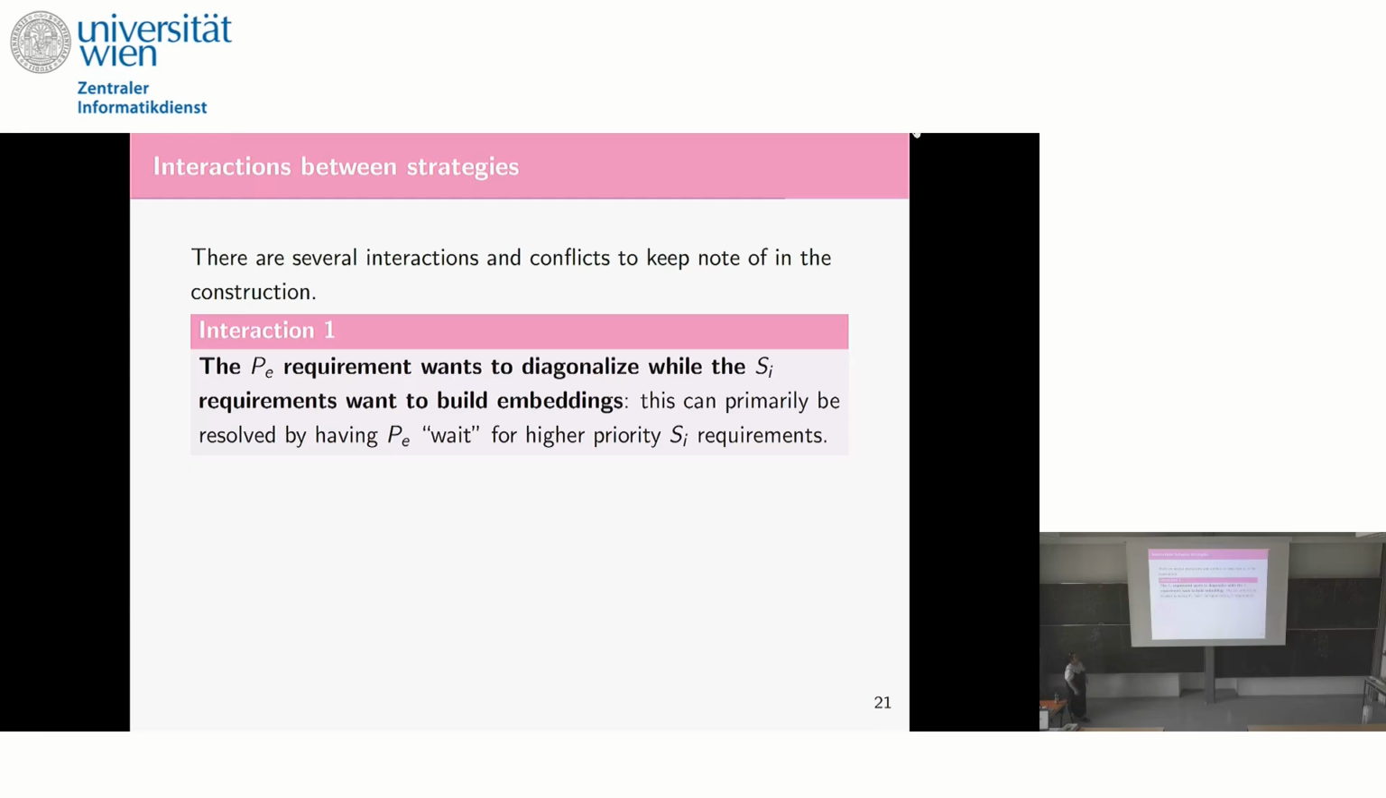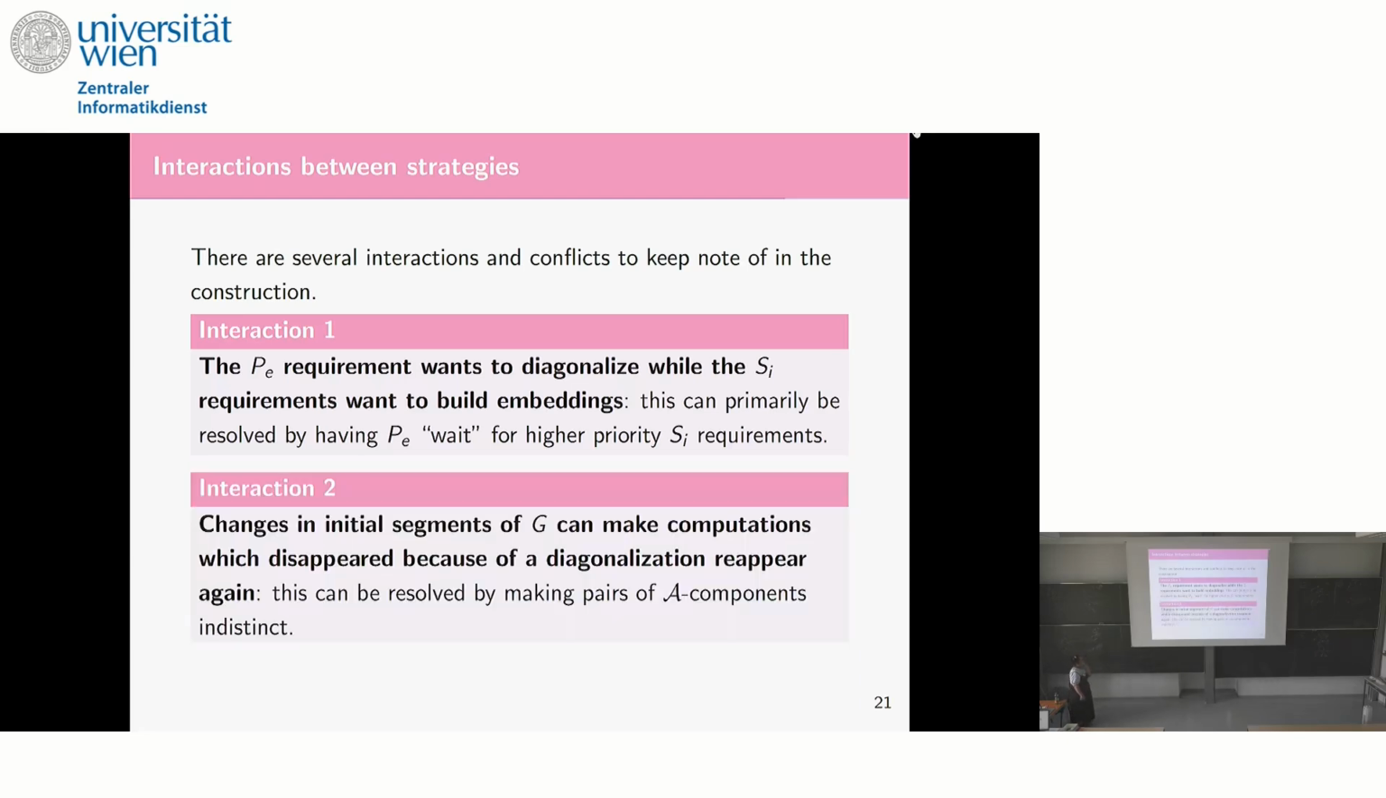So how do you solve that? In the tree of strategies that we have, we have this waiting outcome, where if P wants to diagonalize with its connected components, then it just has to wait for any higher priority S requirements to catch up. And then the second interaction that I want to point out, which I've pointed out a little already, is that changes in initial segments of G can make computations that disappeared reappear again.